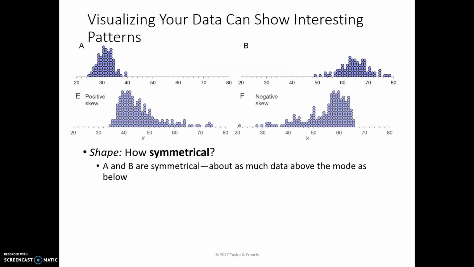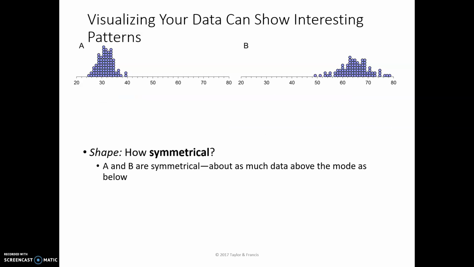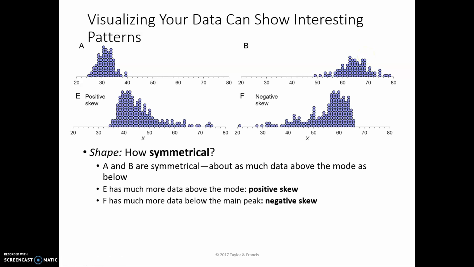Now, we're going to talk about shape. So how symmetrical is this data? What's kind of interesting is that both A and B are relatively symmetrical. So here's our peak. There's pretty much, for the most part, about as much data above the mode as there is below. Same is true for B. But let's take a look at these. So if I look at E, for example, you can see that there is a very, very early peak around here. And there's a lot of data that goes far beyond the mode, above the mode, in fact.